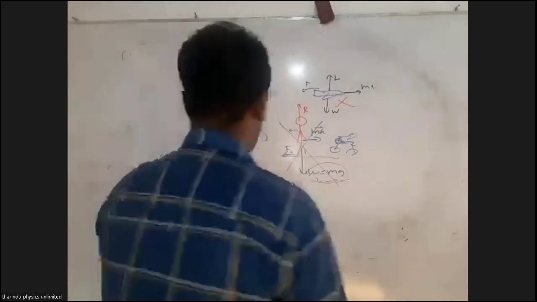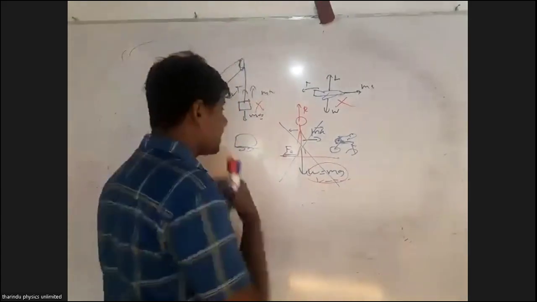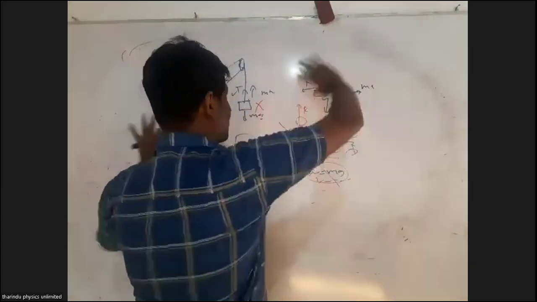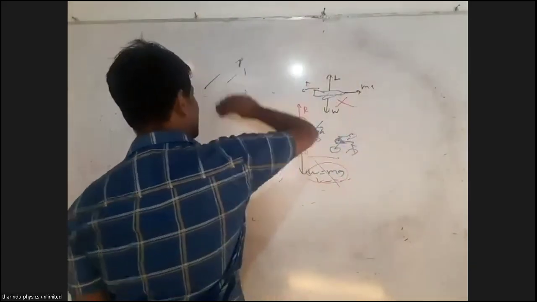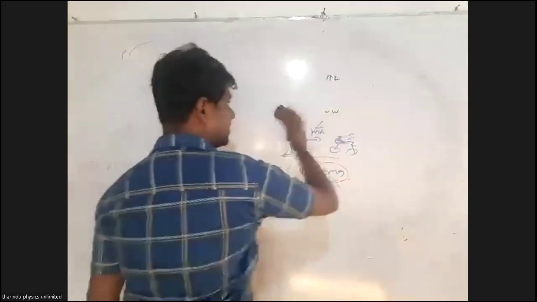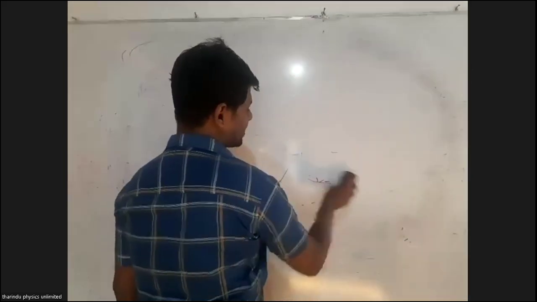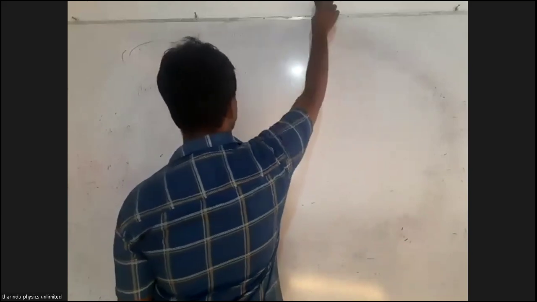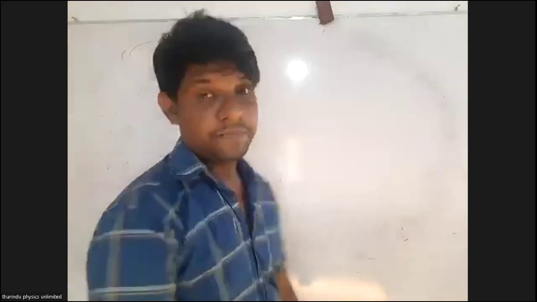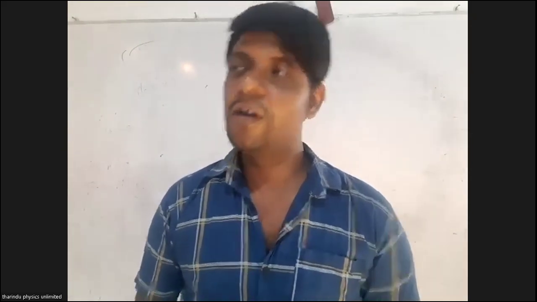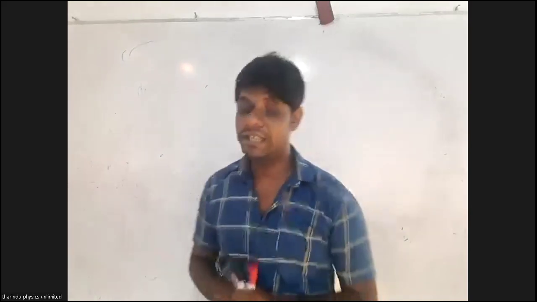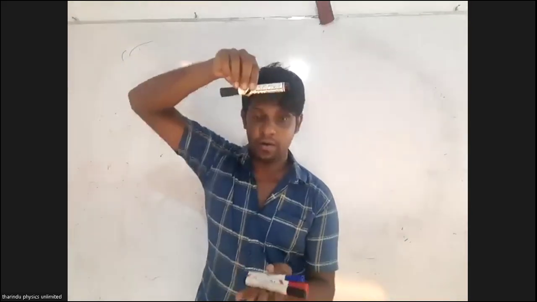Okay, now motion under gravity means none of these. So only three types of motion you can consider as motion under gravity. Actually, there are four. So the first thing is free fall. Now have a good look at free fall.